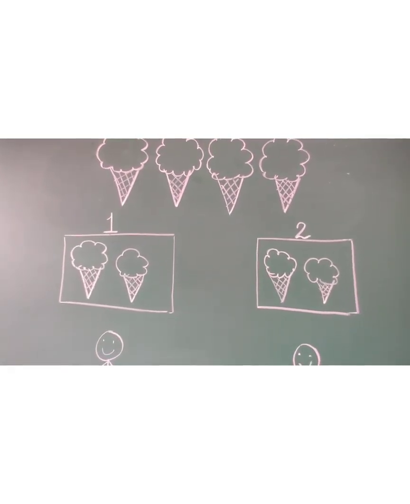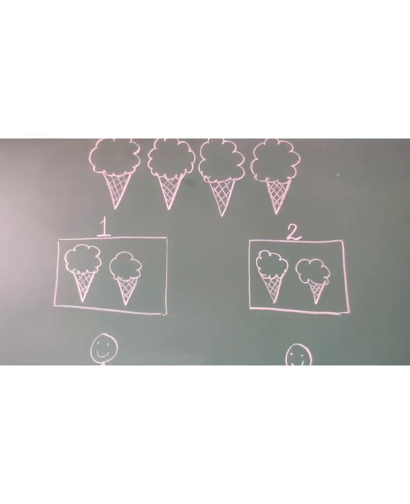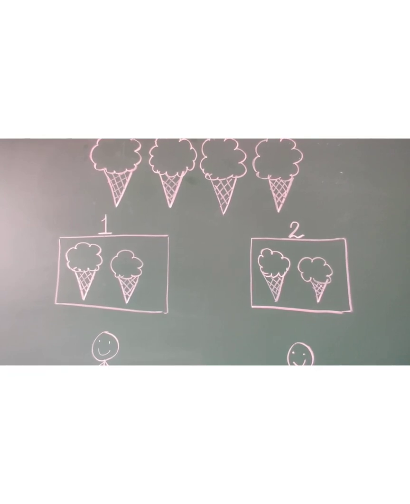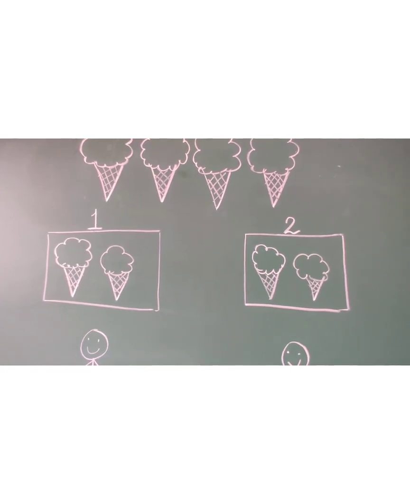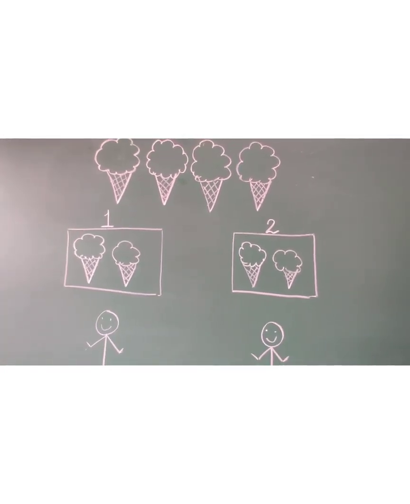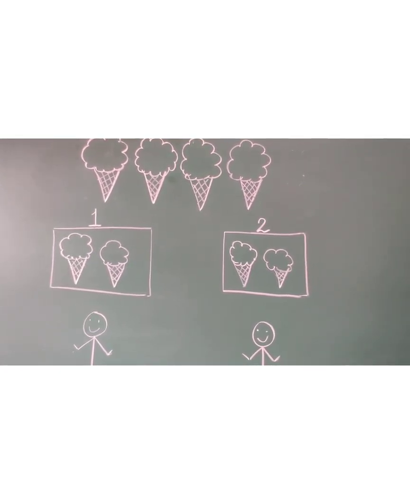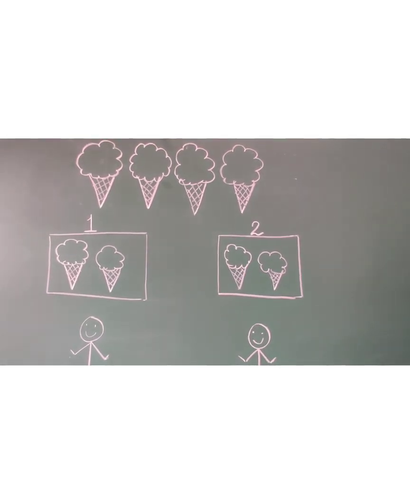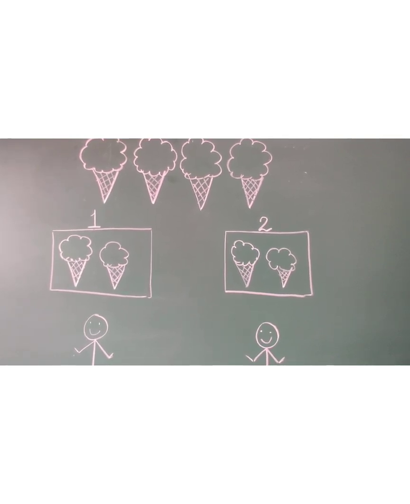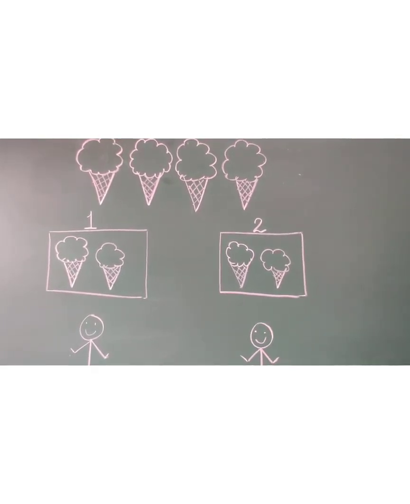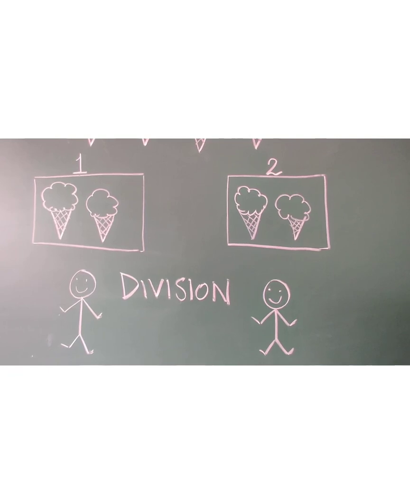So children, here we have divided these 4 ice creams equally in 2 groups. So in this way, each group gets 2 ice creams. So children, what do you understand from this? Just now we have learned how to divide equally. Okay, this is called division. When we divide something equally, it is called division. Okay?